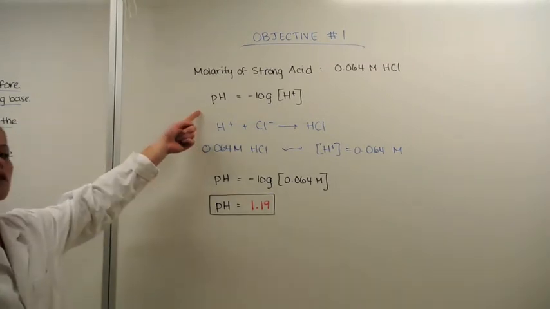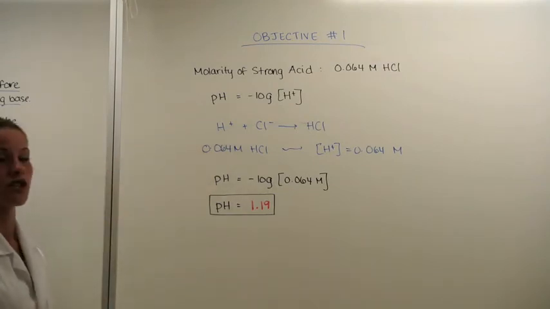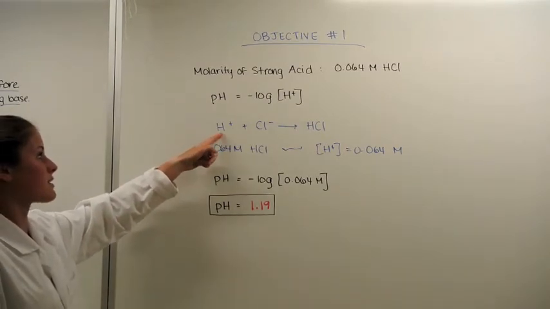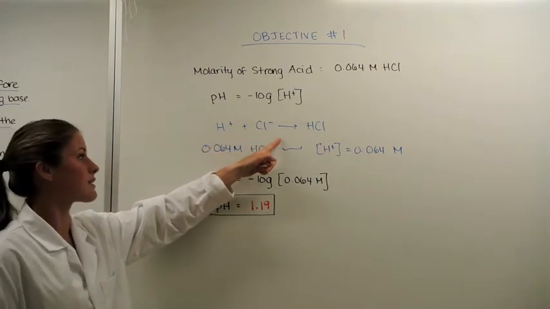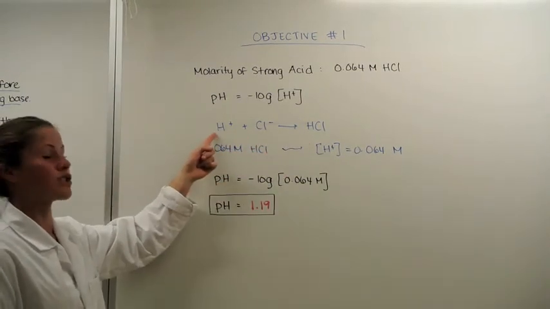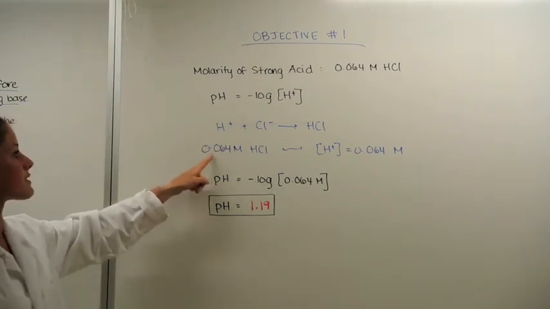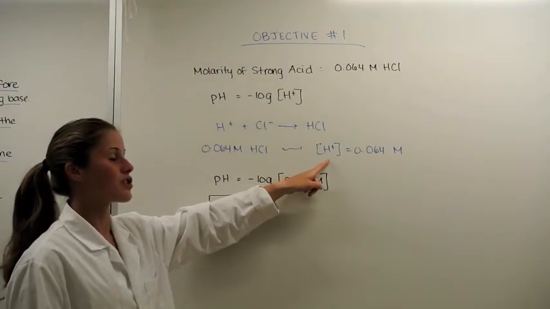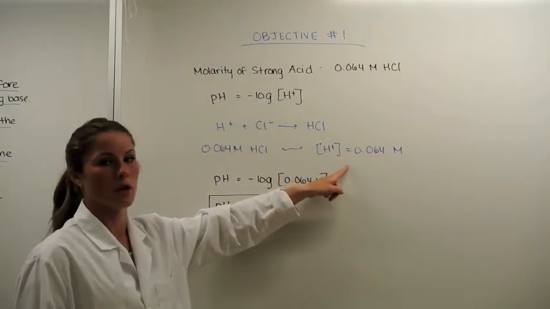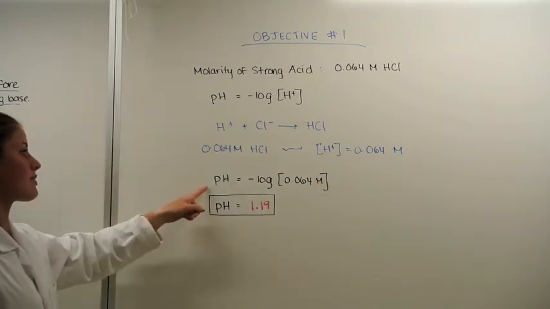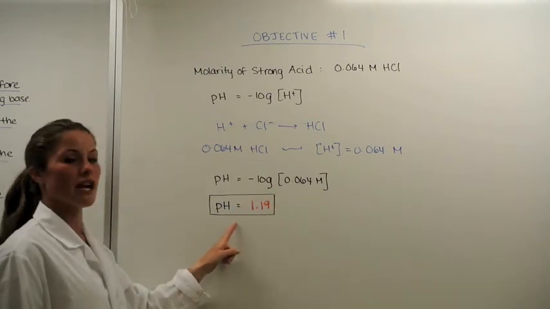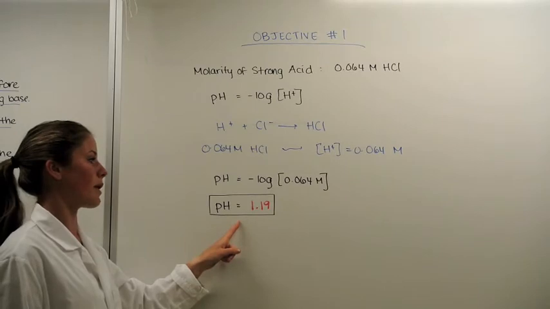Since we know the following equation, pH equals the negative log of the concentration of the hydrogen ion, we can calculate the pH. Since we also know that HCl breaks up into H plus ions and chloride ions, we can also calculate the concentration of the hydrogen ions. Therefore, since 0.064 molar HCl, we know that the concentration of the hydrogen ion is 0.064 molar. Therefore, we can plug this into our equation. pH equals the negative log of 0.064 molar. And our pH, before any strong base has been added, is 1.19.